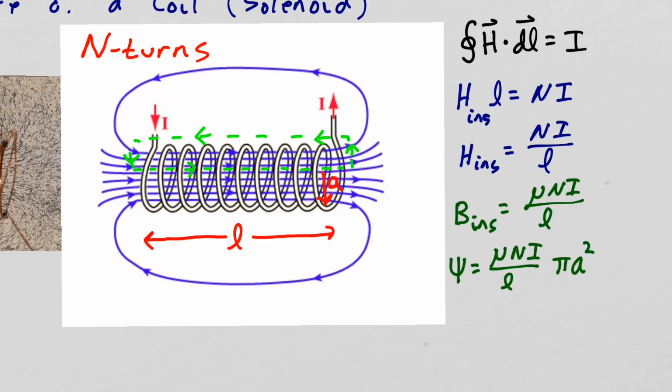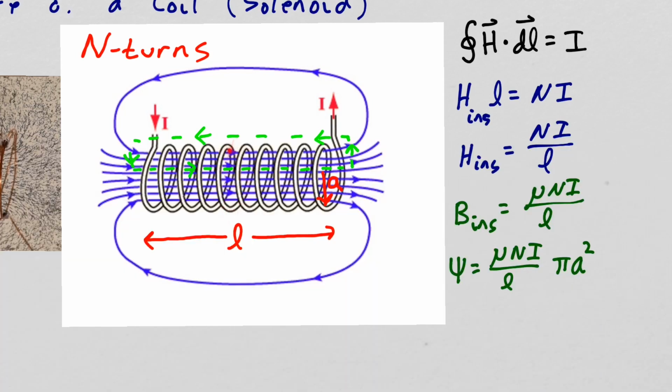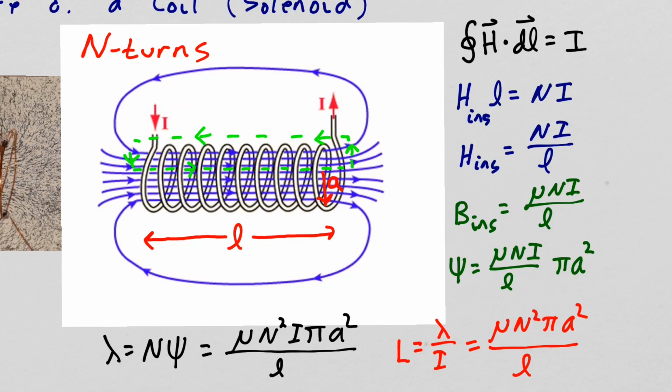So to find the magnetic flux, we multiply the B inside our coil by the cross-sectional area of the coil. So the B inside is mu Ni over L, and the cross-sectional area will be just pi times the radius squared, pi a squared. Our flux linkage will just be N times our magnetic flux. So we take our flux linkage and divide by the current to get our inductance. So here is the value of the inductance of our coil.